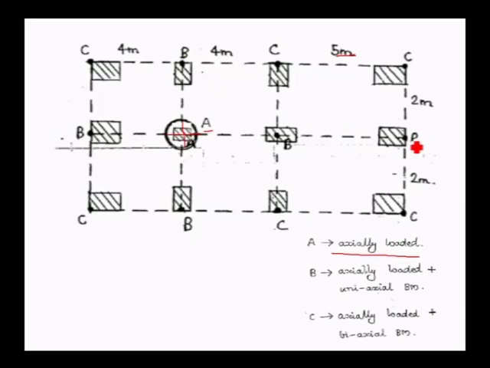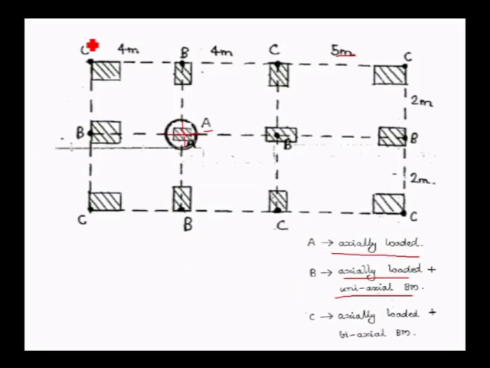Column B here also, the center is away from the y axis. Here the center is away from the x axis. These columns are axially loaded with uniaxial bending moment columns.